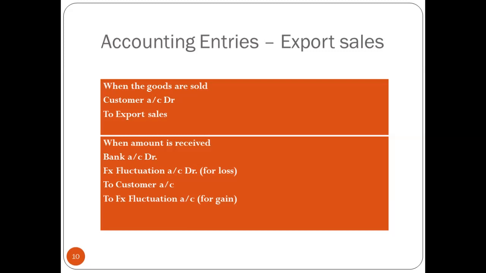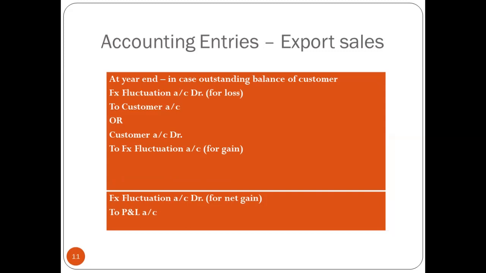If there is a gain on the transaction, it gets credited to foreign exchange fluctuation account. If there is a loss, that loss will be debited to foreign exchange fluctuation account. For example, when you exported the goods, the dollar rate was 70. When you receive the amount, if the dollar rate is 72, you are making a gain. If the dollar rate is 68, you are making a loss. So such amounts will have to be considered when you account for remittance or receipt of amount from the customer.